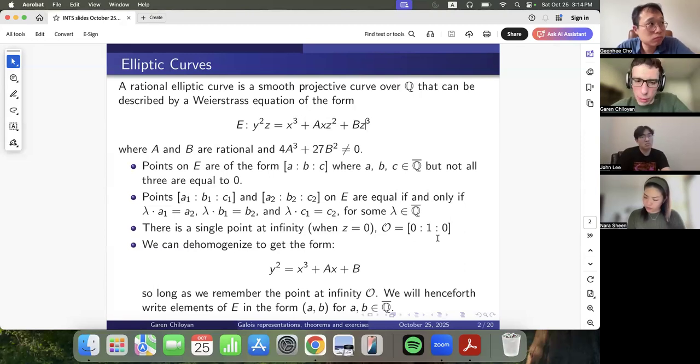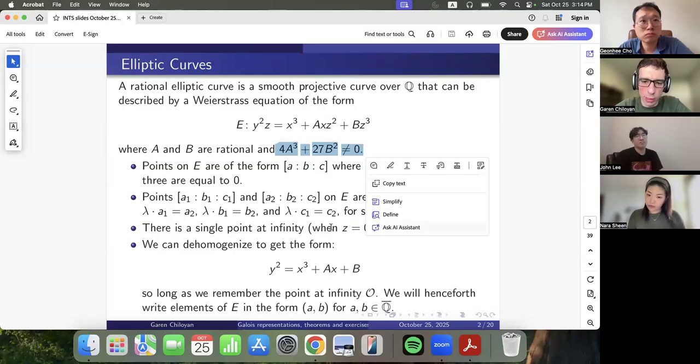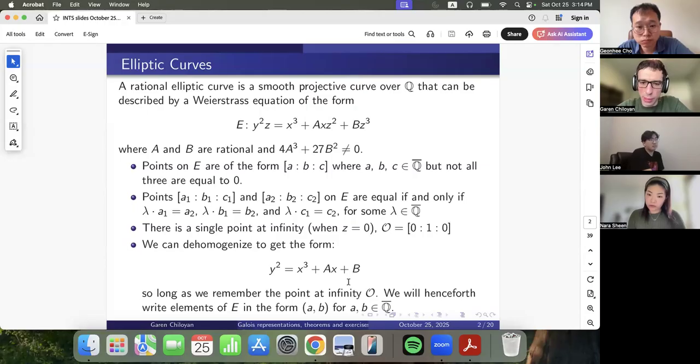So let's forget the homogeneous form from now on. Let's dehomogenize for the rest of this talk. Elliptic curves defined over the rationals are of the form y squared equals x cubed plus ax plus b. A and b, again, are rational numbers that satisfy this smoothness discriminant condition. The only point I would miss is this point O at infinity.